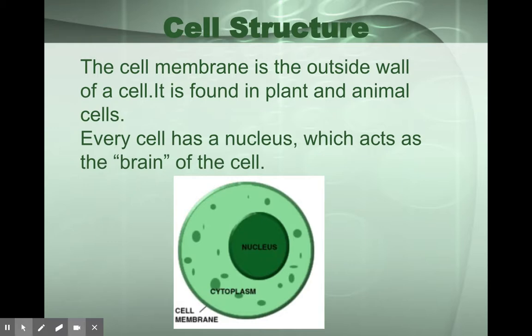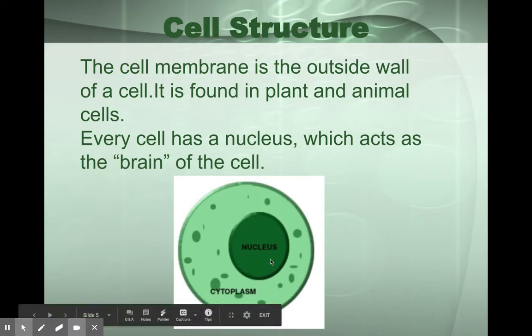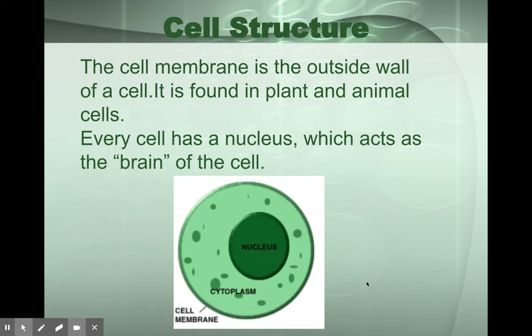So all cells have similar structure. The outside of the cell, the skin of the cell, is called the cell membrane. It's the outside of the cell. It's found in plant cells and animal cells. Every cell has a nucleus, and the nucleus acts as the brain or the control center of the cell. So here you see an animal cell that has a cell membrane and it has a nucleus. There are other parts too, but in fifth grade we focused just on those two main parts.